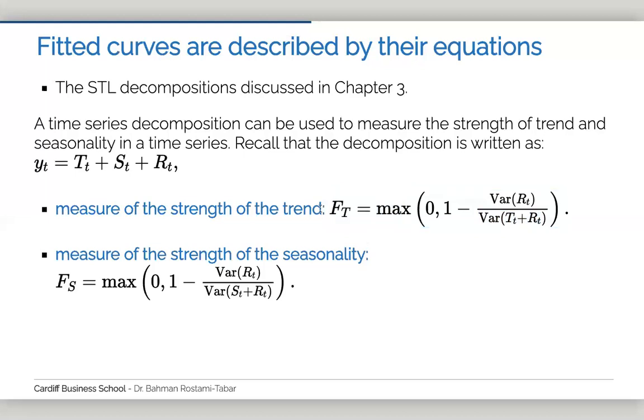That measure tells us how strong the trend is in the time series. In the same way, we can also measure how strong the seasonality is based on STL decomposition. Again, if this measure is very close to 1, it means that the time series has a strong seasonality, and if it's close to 0, the seasonality is not very strong.